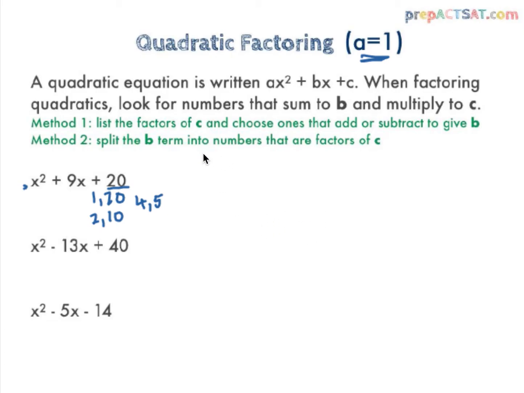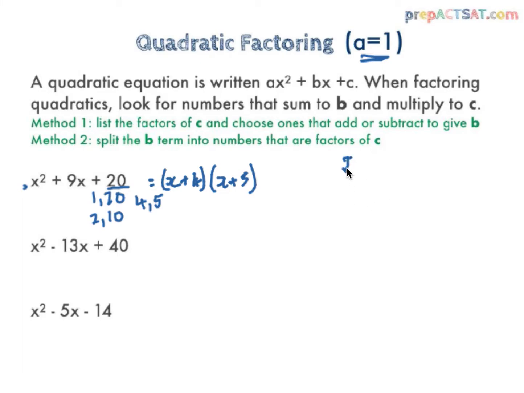Oh, I've got rid of the answer. Okay, let's try that again. So just so we've done that, this factors as x plus 4, x plus 5. If I were to do this using method 2, what I would do is split up the b term. This is called factoring by grouping.